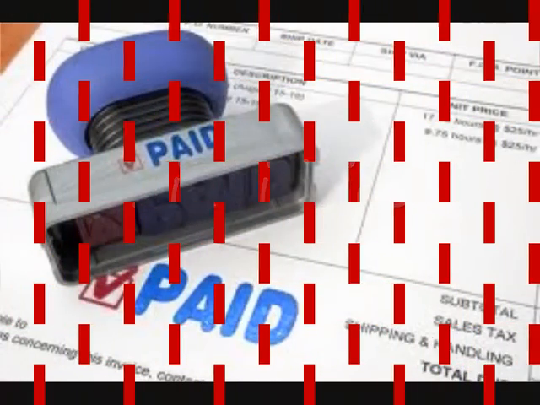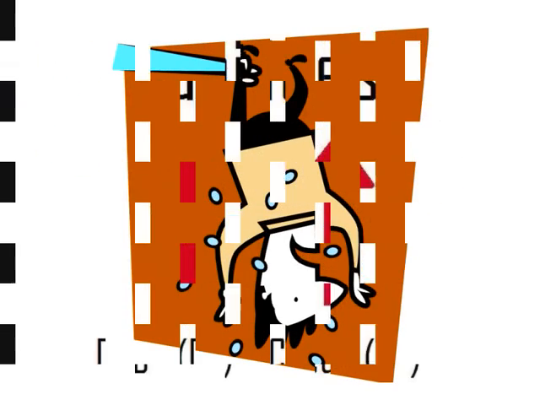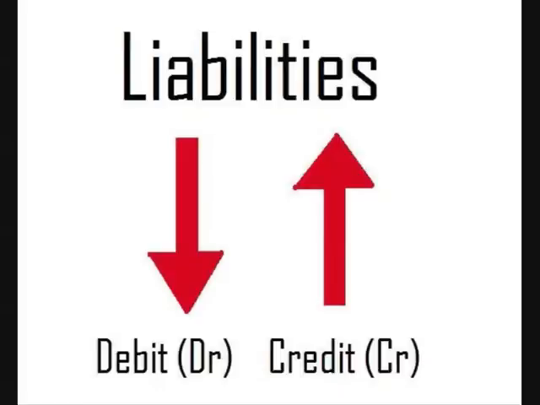Liabilities are things the company owes to others. They include accounts payable, accrued expenses, taxes, and many more. An increase in a liability is a credit, while a decrease is a debit, the opposite of an asset. Once again, debits are on the left, credits on the right.